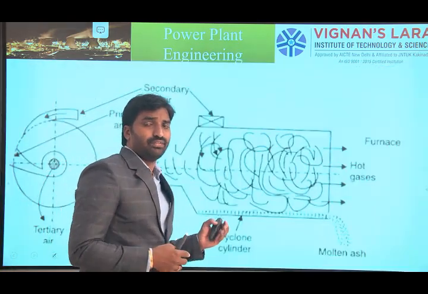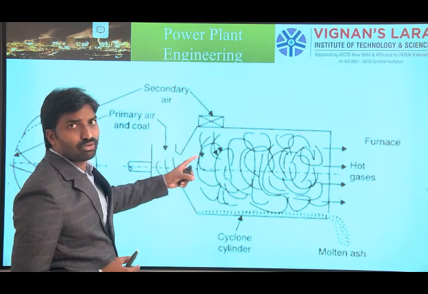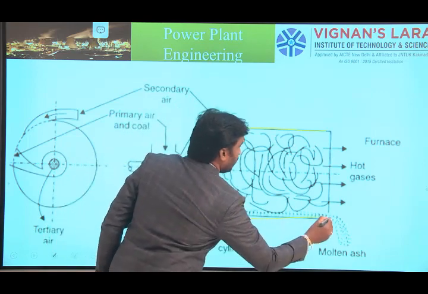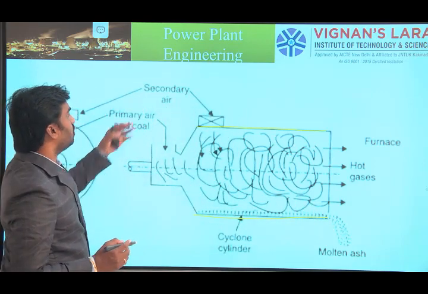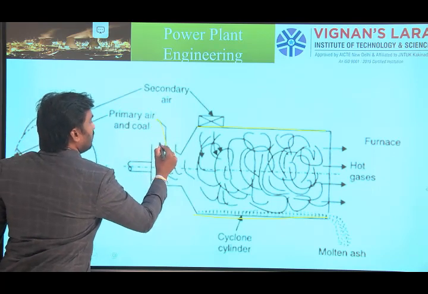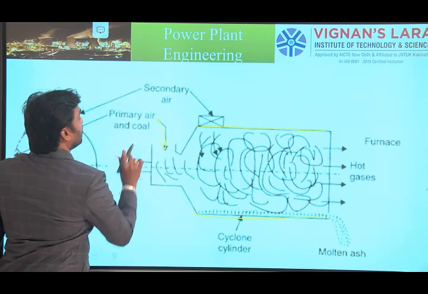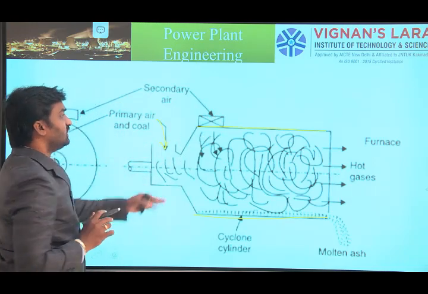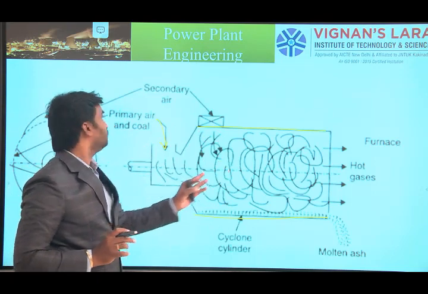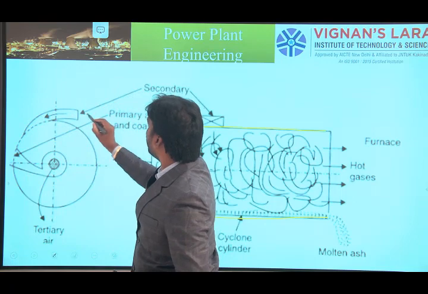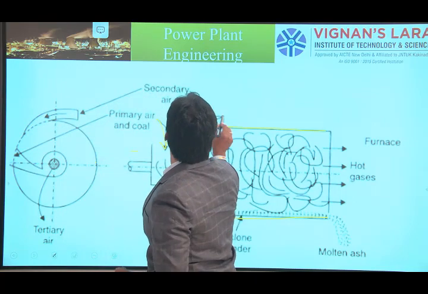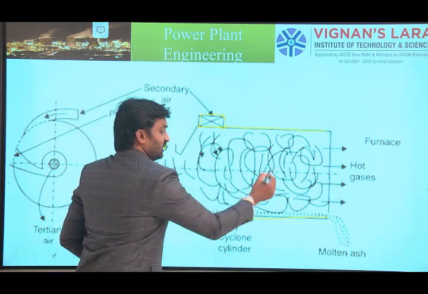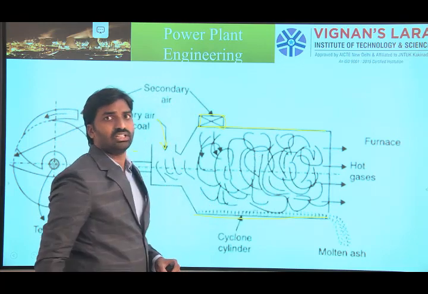So what is the layout of a cyclone furnace? This is the layout of a cyclone furnace. In this you can see the horizontal cylinder, and the air is supplied in two ways. One is the primary air, where we supply the air as well as the coal. And the secondary air is entered at a second point tangential to the horizontal cylinder. So here the secondary air is entered, and the combustion takes place inside the horizontal cylindrical barrel.